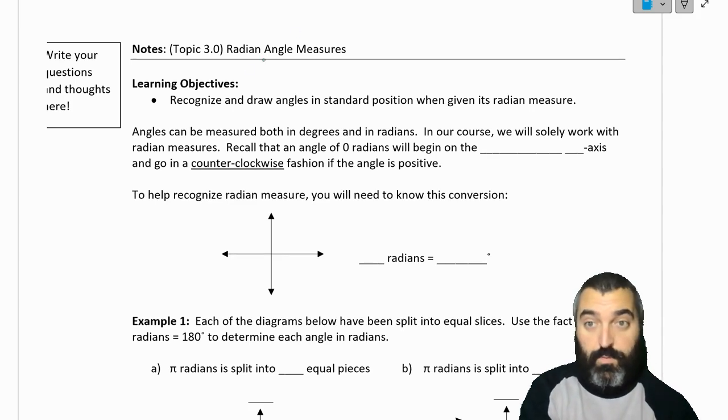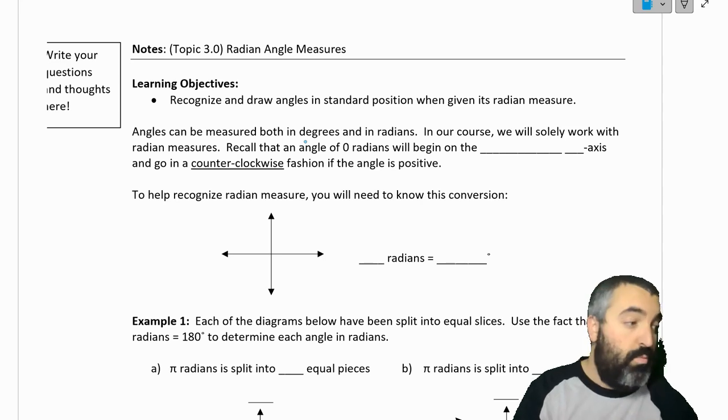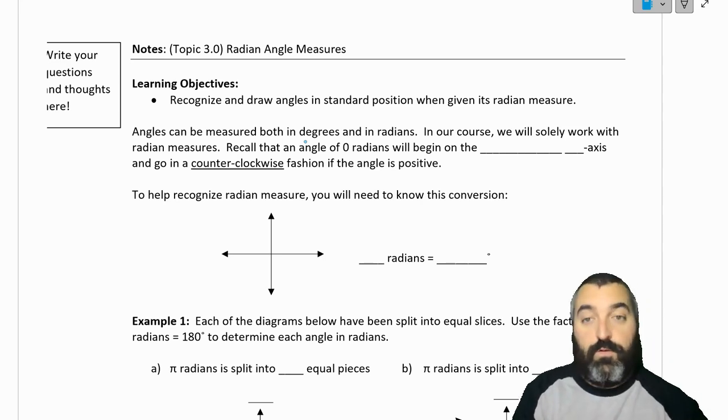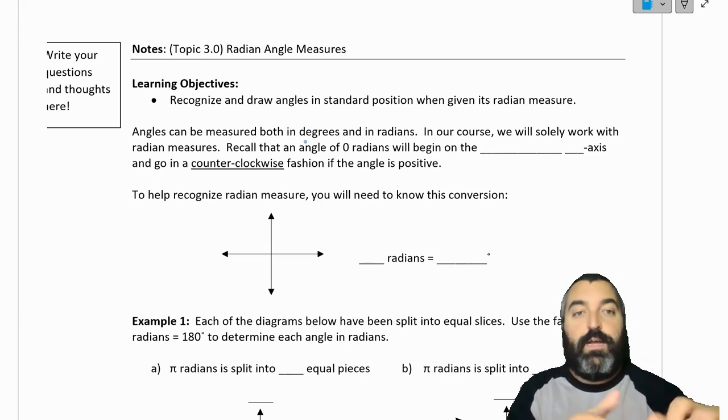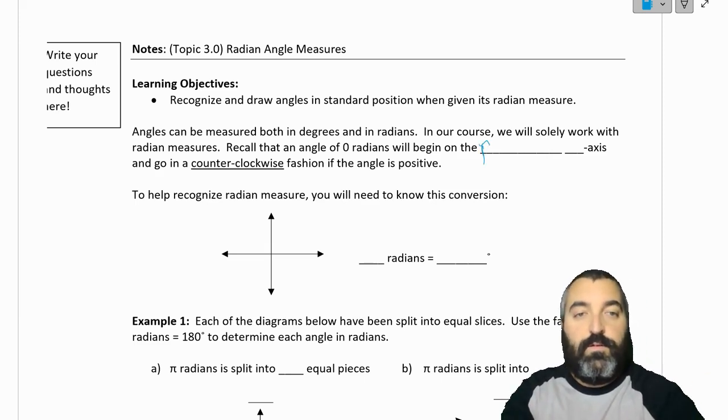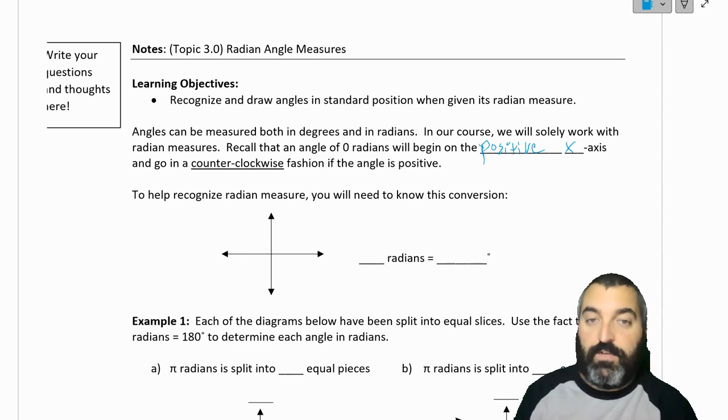Angles can be measured in both degrees and in radians. In AP Precalc, we are going to only work with radians, so we have to make sure we understand those really well. So we recall that an angle of 0 radians will begin on the positive x-axis and go in a counterclockwise fashion if the angle is positive.